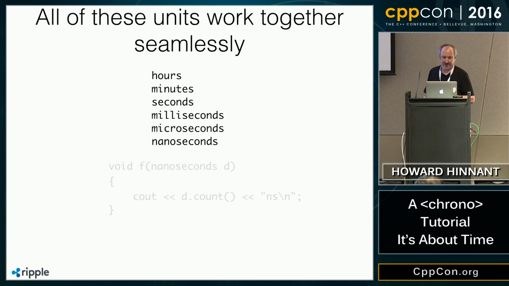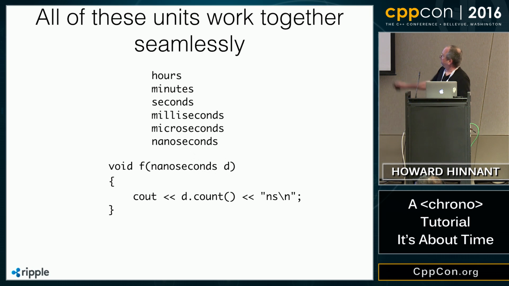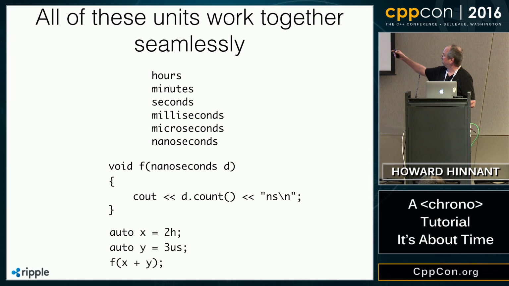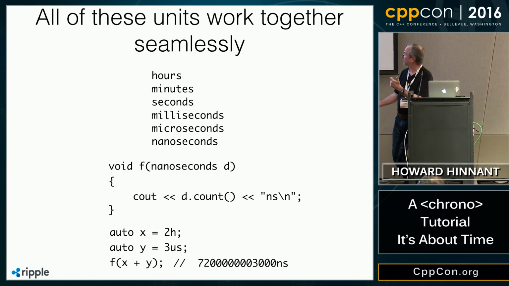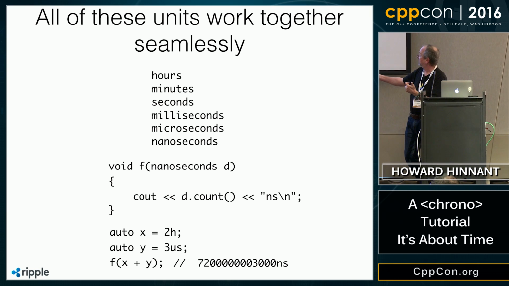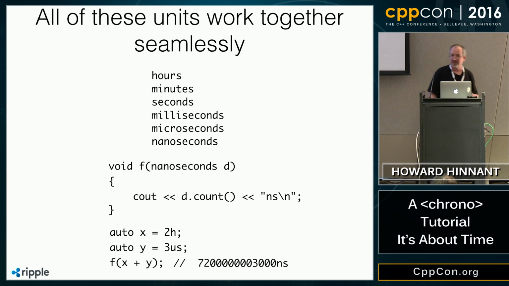So let's take a look at a few examples. Let's say we rewrite our trusty f function here in nanoseconds. Now I can do mixed mode arithmetic. I can add hours and microseconds, pass that to our f. That will implicitly convert. It'll add the hours and microseconds together, and that creates a sum of microseconds. And then that temporary sum gets implicitly converted into nanoseconds as it's being passed to f, and it prints out this outrageously large number of nanoseconds.